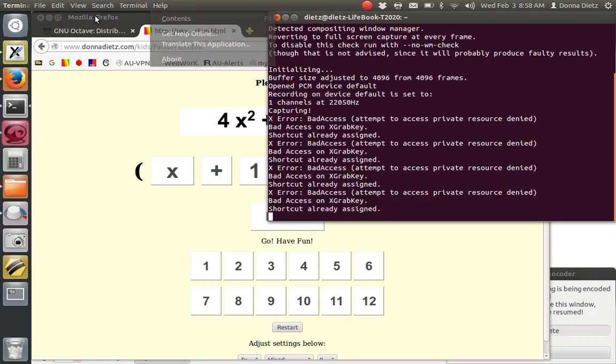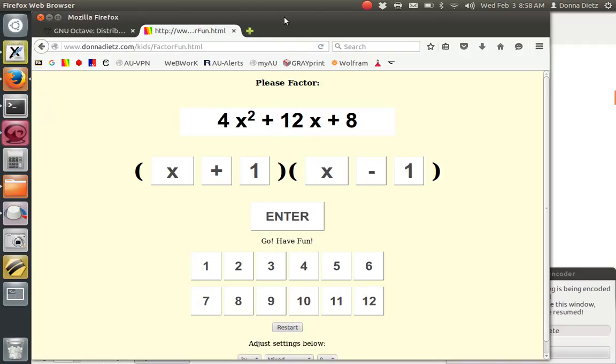Okay, I hope this works. So I think I wanted to show you this app that I wrote.